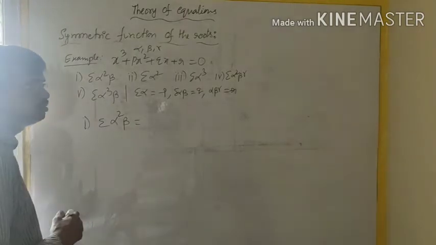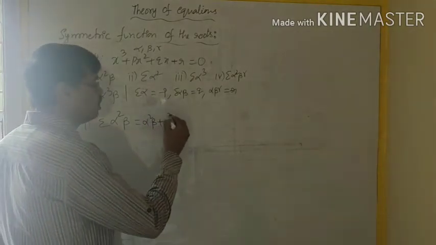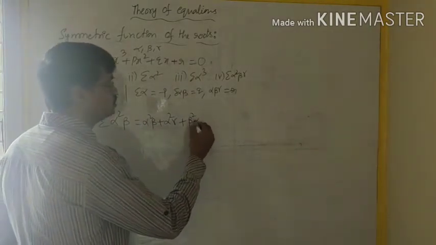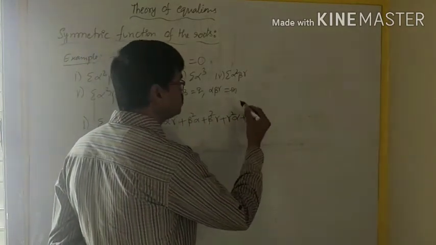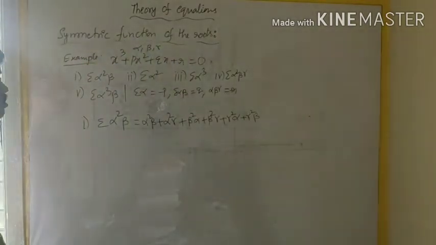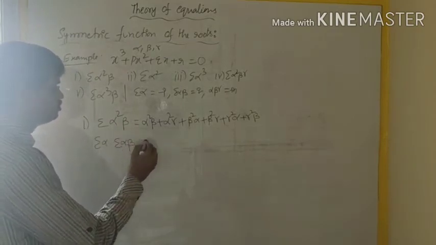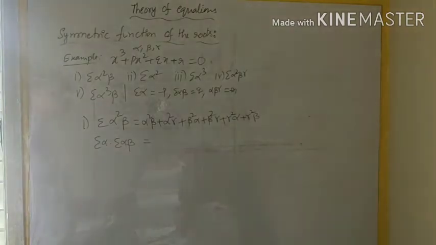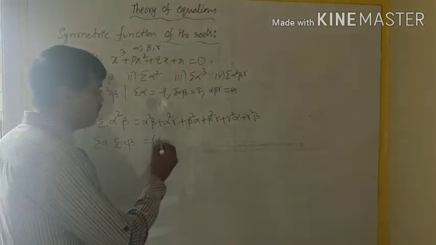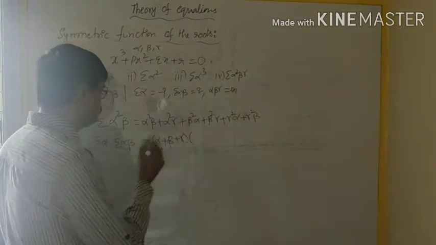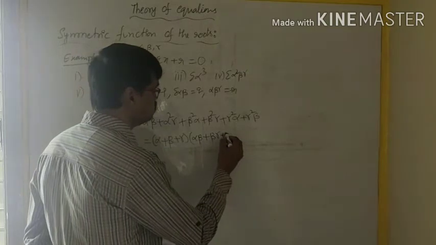So sigma alpha square beta means alpha square beta, alpha square gamma, beta square alpha, beta square gamma, gamma square alpha, gamma square beta. Otherwise we can write this as sigma alpha into sigma alpha beta. Sigma alpha is alpha plus beta plus gamma, into sigma alpha beta, which is alpha beta plus beta gamma plus gamma alpha.